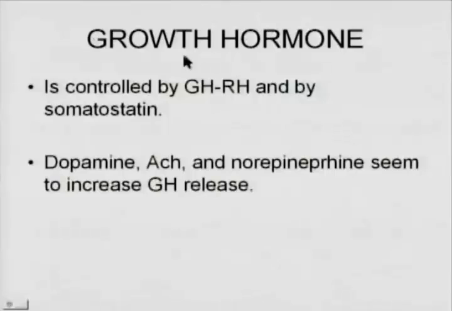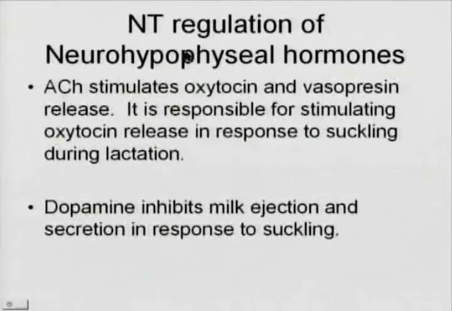Next, the HPL or HP liver axis for growth hormone is controlled by growth hormone releasing hormone and by somatostatin, so gas pedal and brake. However, neurotransmitters such as dopamine, acetylcholine, and norepinephrine seem to increase GH release.